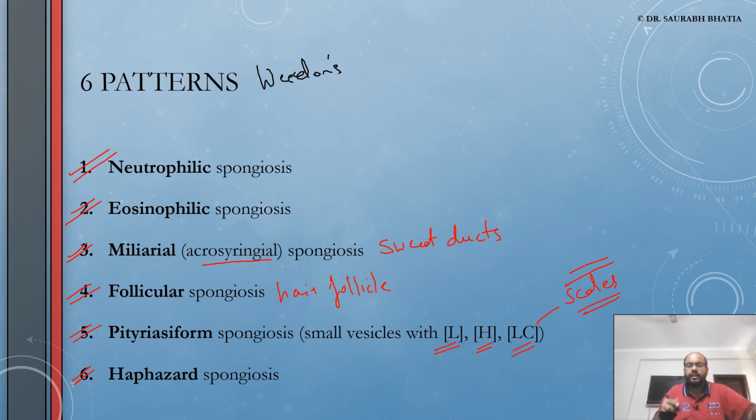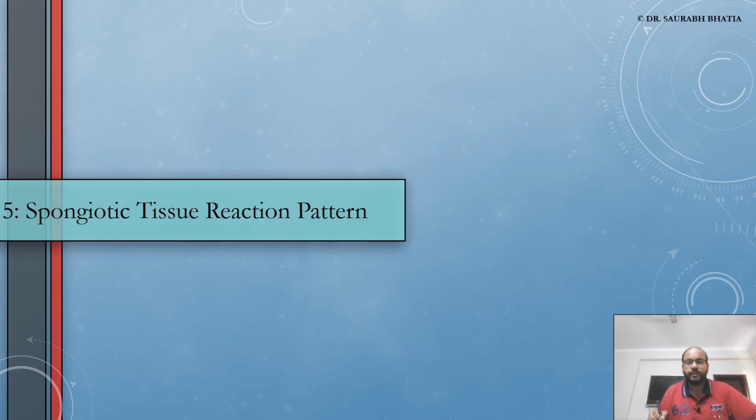So essentially, Weedon's describes six patterns of spongiosis. There are different articles and different literature that give you more patterns, but six essential patterns are there. And these are neutrophilic spongiosis, eosinophilic spongiosis, miliarial or acrosyringeal spongiosis, in which the spongiosis is restricted to the sweat ducts, and follicular spongiosis, where it is restricted to the hair follicle.